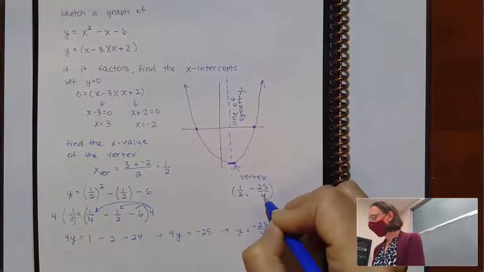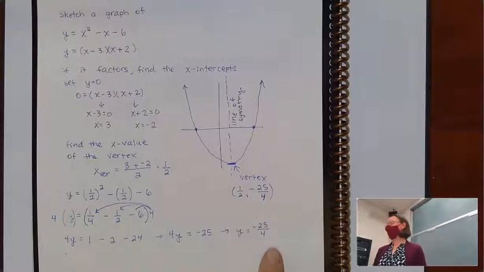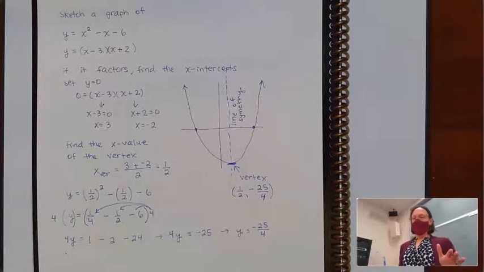-25/4. By the way, if you just got a common denominator on the right-hand side, you should have ended up with the same thing, hopefully. Did anyone do it the other way? And get the -25/4?